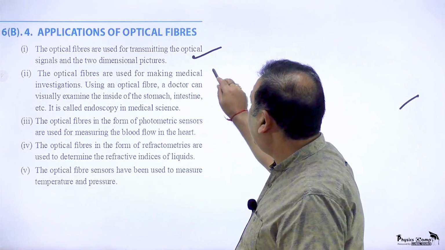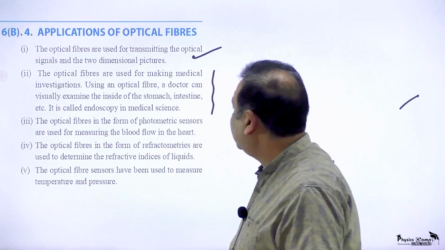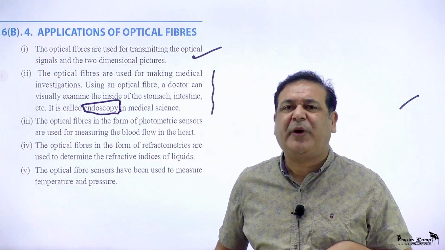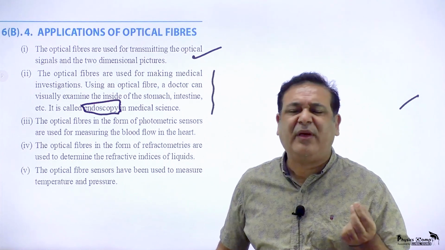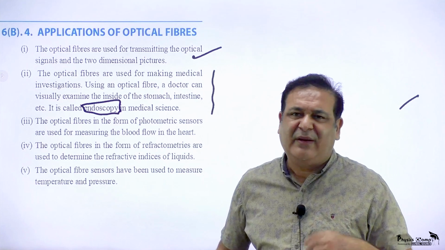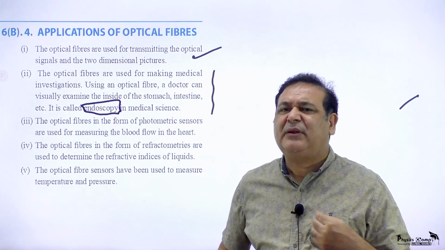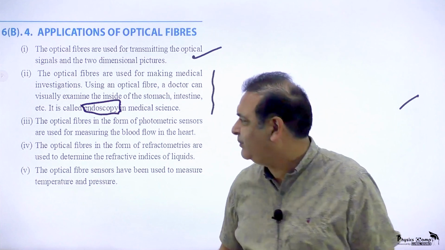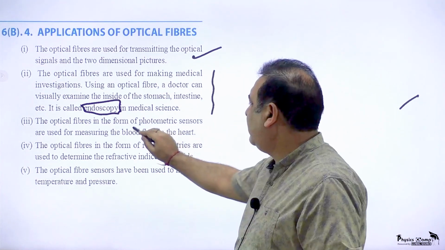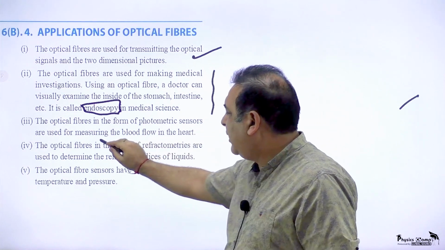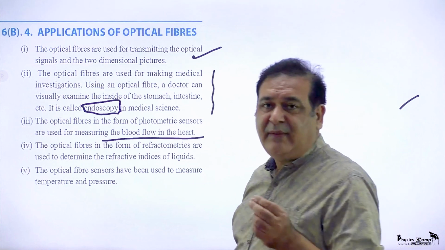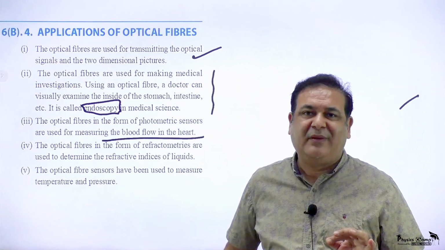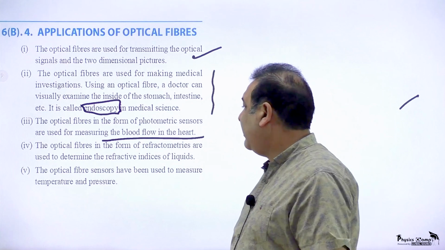Optical fibers are used for medical investigation. You must have studied or thought of endoscopy. Just imagine, within your body, a very thin optical fiber, about 10 to the power minus 6 centimeter, is sent in. It's not a problem, and the doctors can easily observe the actual problem within your body. Photometric sensors are used for measuring the blood flow in the heart. They can be used to understand the problems in your body without having to make cuts.